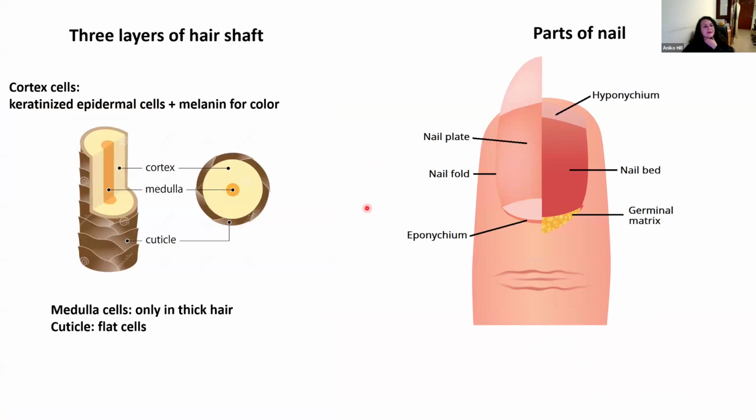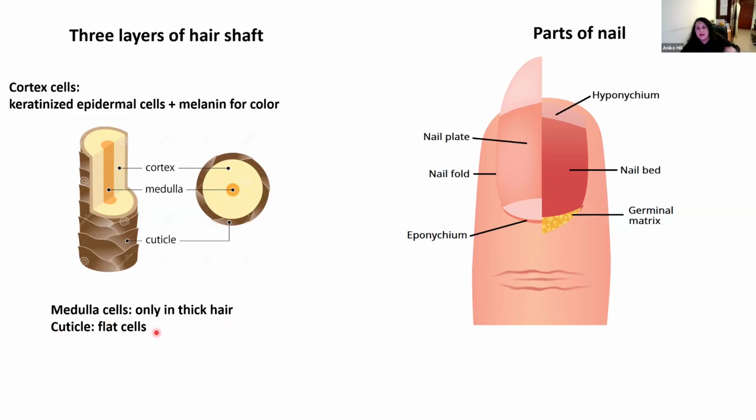Okay, the 3 layers of a hair shaft, please observe. I start with the cortex, which is basically keratinized epidermal cells and has melanocytes here for the color. That's basically the yellow. Then in the center, the orange is the medullary layer, or the medulla of the hair shaft. And this appears only in thick skin. And the outside, where we usually put the conditioner or the hair mask, is called the cuticle, made out of flat cells.